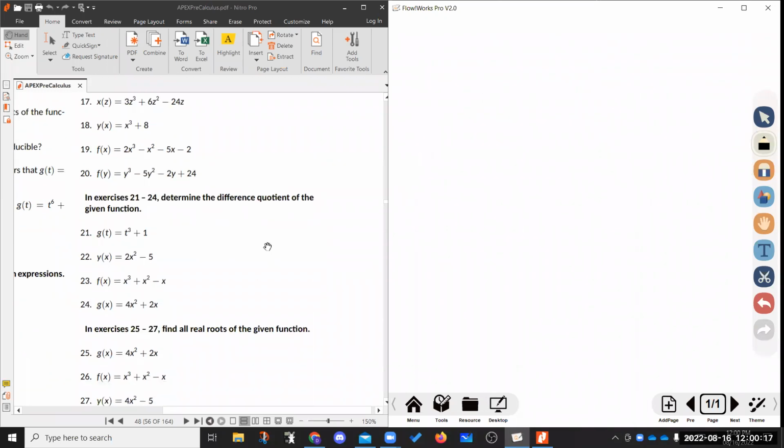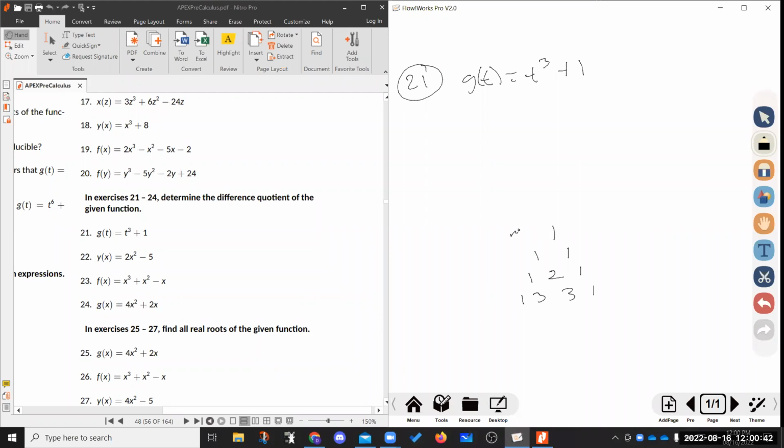Determine the difference quotient. So we're back to difference quotients. Again, I told you that that was something that was going to be important. G of t is going to be t cubed plus 1. They're now giving us things that are higher powers for us to deal with. I'm going to tell you about Pascal's triangle right now. It's going to help me with these difference quotients. I don't see anything higher than the 3rd power.